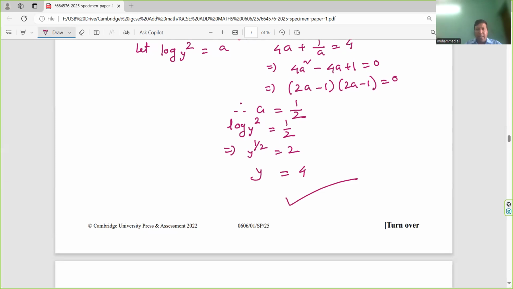I think everybody understands this math. This is non-calculator, so you have to understand it properly and practice a lot.